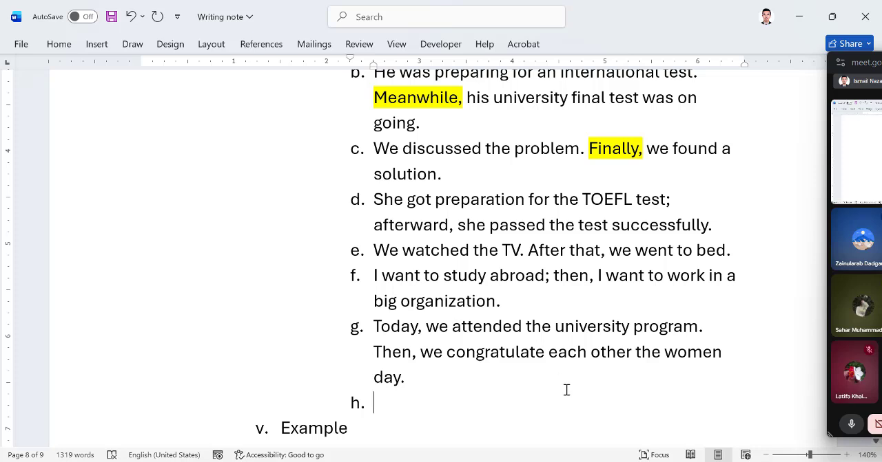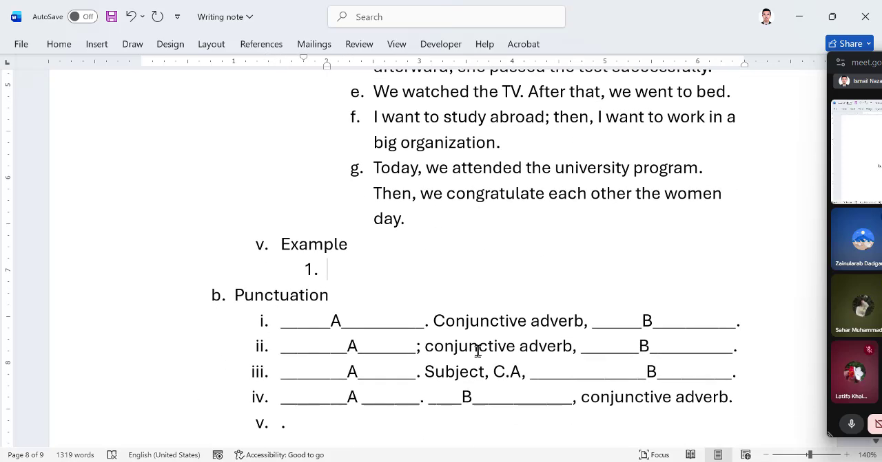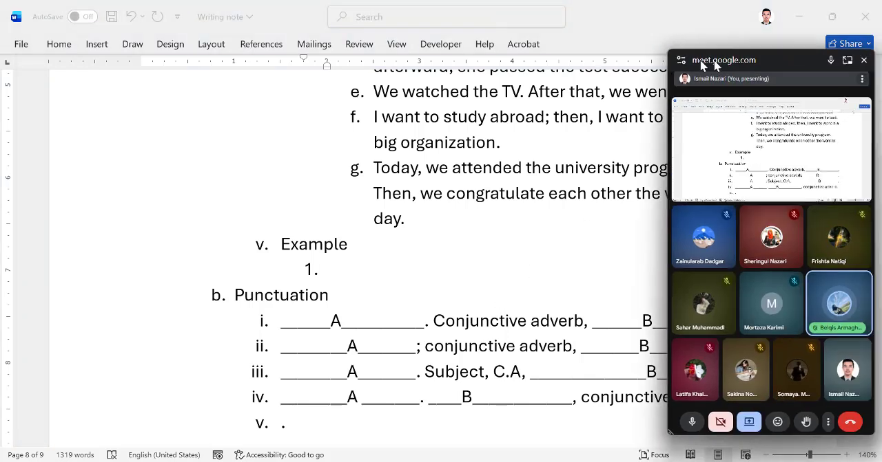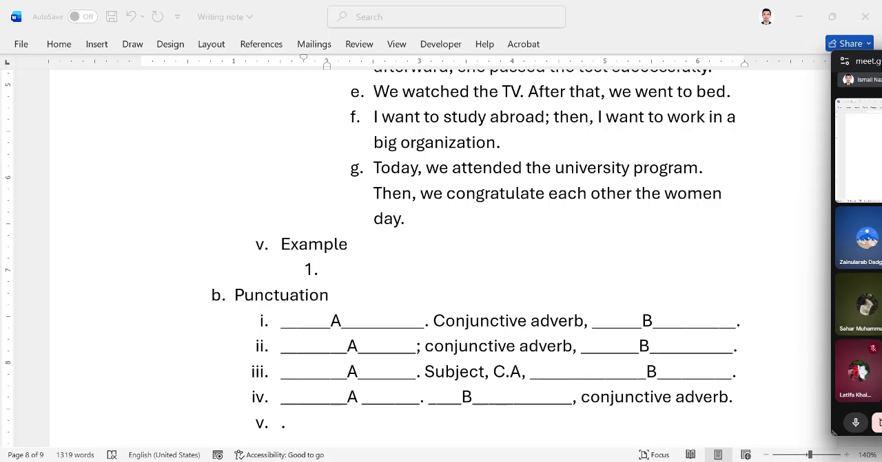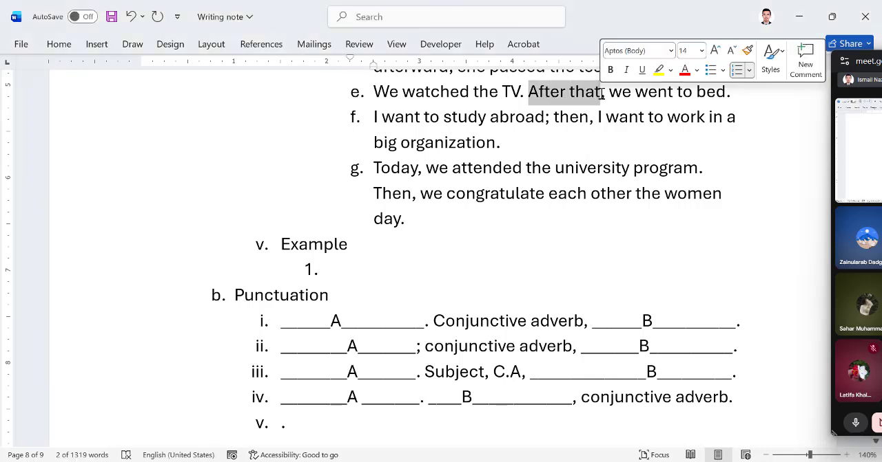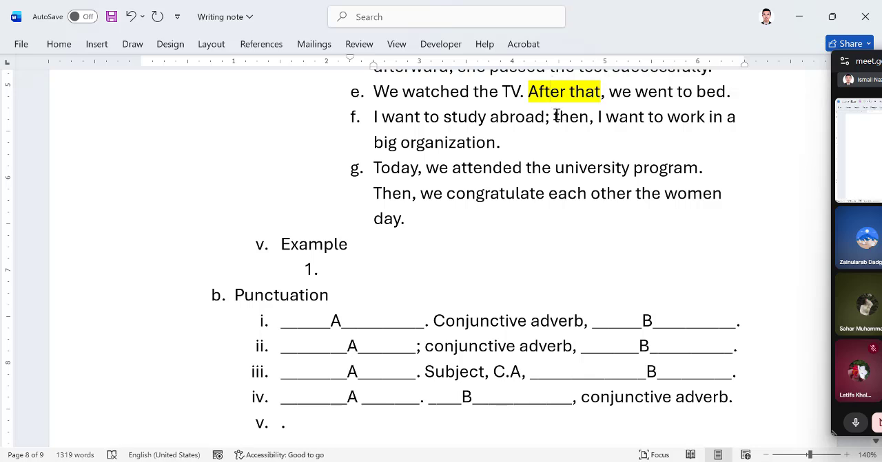So it is a sequence. The next is examples. Example is the next one. It is considered as conjunctive adverb. Teacher, in the second sentence we have after that, so we can consider both of them as conjunction. I mean, after and that. Yeah, both of them. No, we have both of them.